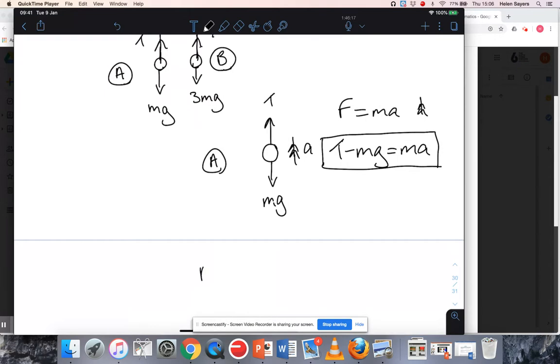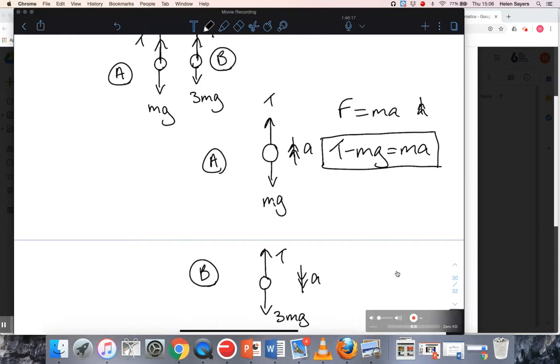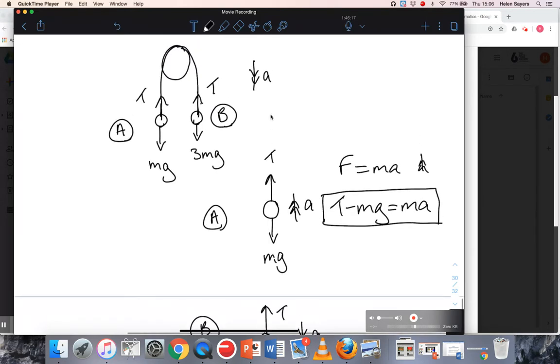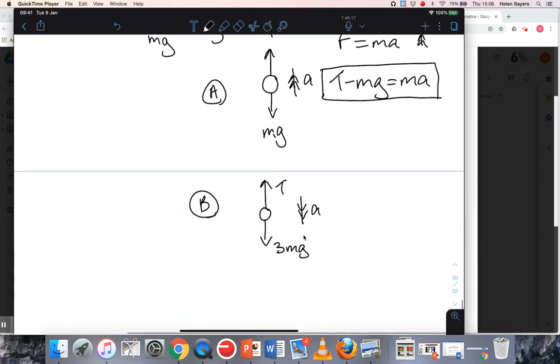So for B, B has also got tension, and that tension will have the same value because the string is light, and then it's got its weight of 3mg working down, and B is going to be moving down with the same acceleration that A is moving up, because the string is inextensible. So going back to our original diagram, whatever acceleration B is moving down with, they're attached by an inextensible string, so a string that doesn't stretch. So A will be moving up with the same acceleration.